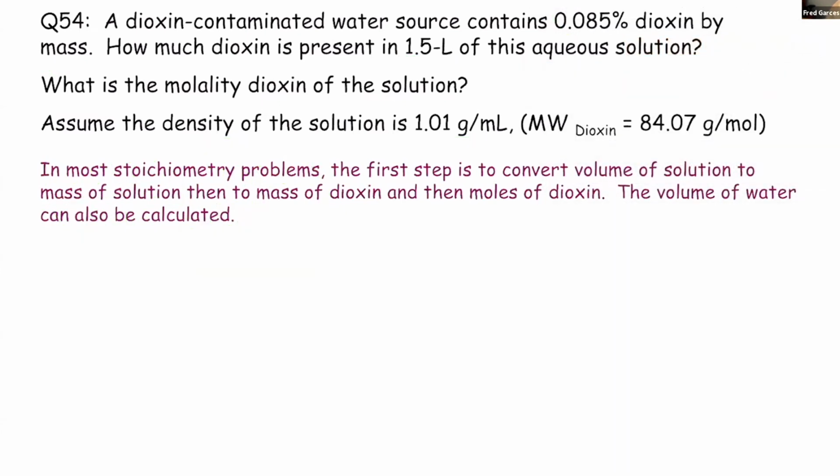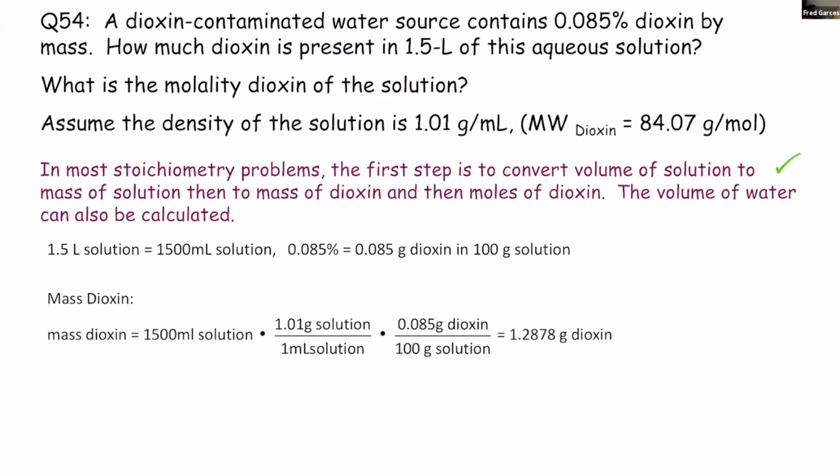In most stoichiometry problems, the first step is to convert the volume of solution to the mass of solution, and then to the mass of dioxin. This tells you the strategy. So 1.5 liters equals 1500 milliliters, and 0.085 equals 0.085 grams per 100 grams. First we calculate the mass of dioxin using the density. See how I have milliliters here? If I stop my calculation here, that's the mass of the solution in grams. Then I use the concentration. Through dimensional analysis, the grams of solution cancel, and what I have is 1.2878 grams of dioxin.